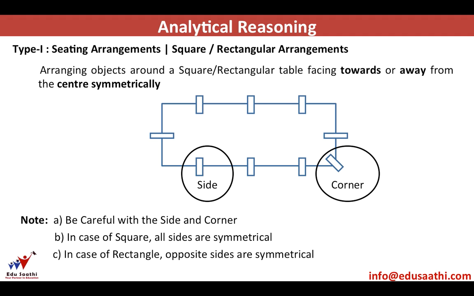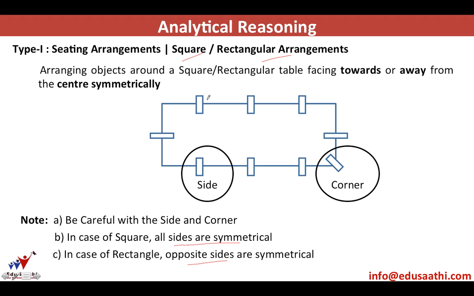Now, the next arrangement is around a polygon. It could be either a square table or a rectangular table. A square is symmetrical on all sides. In a rectangle, opposite sides are symmetrical. So in a rectangle there would be a different number of people sitting across different edges.